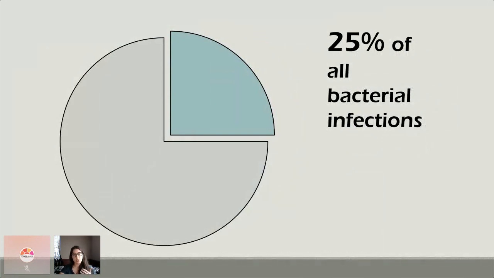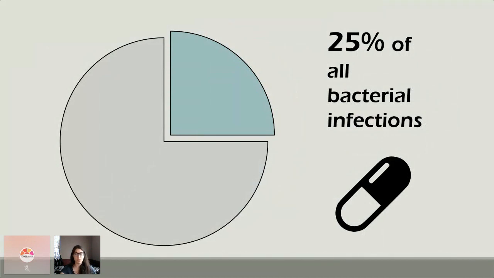So since these are so common, wouldn't it be great if we could develop some sort of drug or preventative therapeutic that we can take that will minimize the frequency of these UTIs? Well, before we can develop such a treatment, we first need to explore what causes these infections.